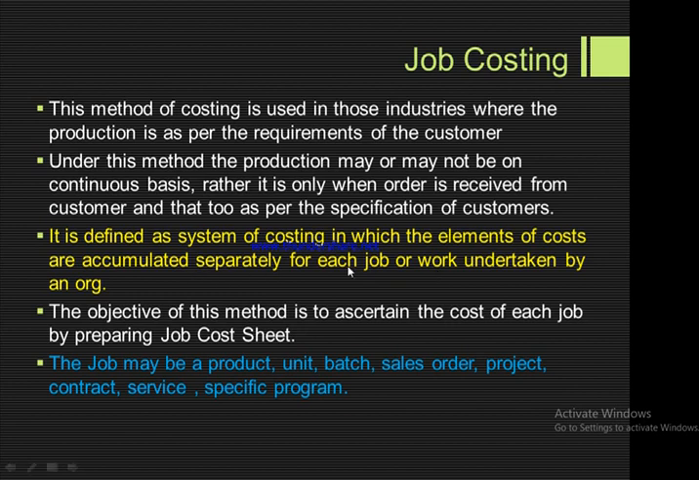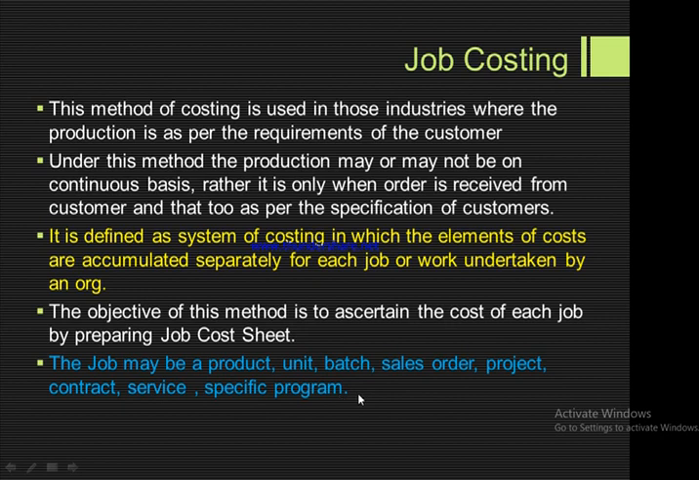As and when the customer specifies what kind of requirement he wants, the company starts finding out the amount of cost that is required to be incurred for getting that work done, and based on that they find out the cost per unit of manufacturing that particular product. Some of the units that are used in job costing are a unit, a batch, a sales order, a project, a contract, a service, or a specific program.